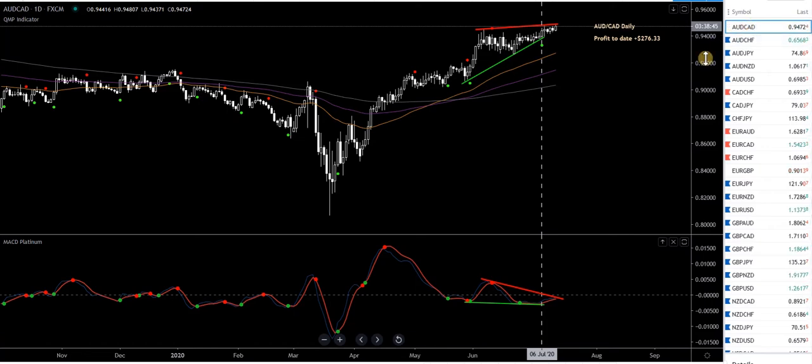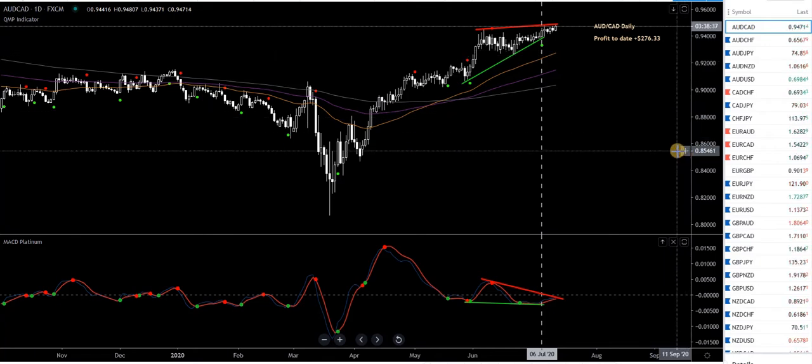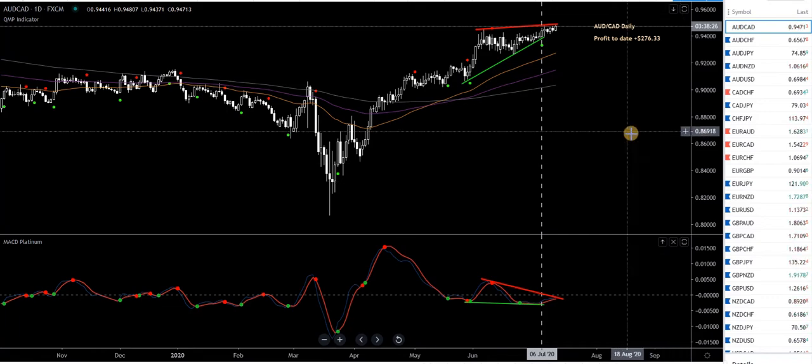So we'll run through the pairs at the moment. So we've got the AUD-CAD. Like I said, I've got my notes on the right. I've been trading the daily charts for over a year now. Every trade's recorded on a shared spreadsheet. Everyone's got access to that shared spreadsheet. There's a link to it in the description of the video, so you're more than welcome to check that out.